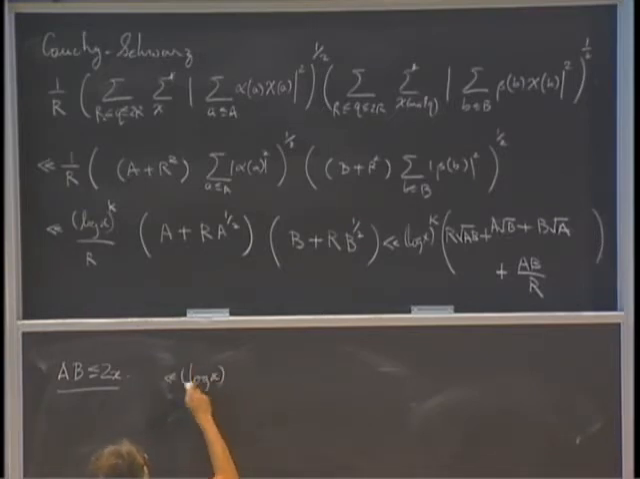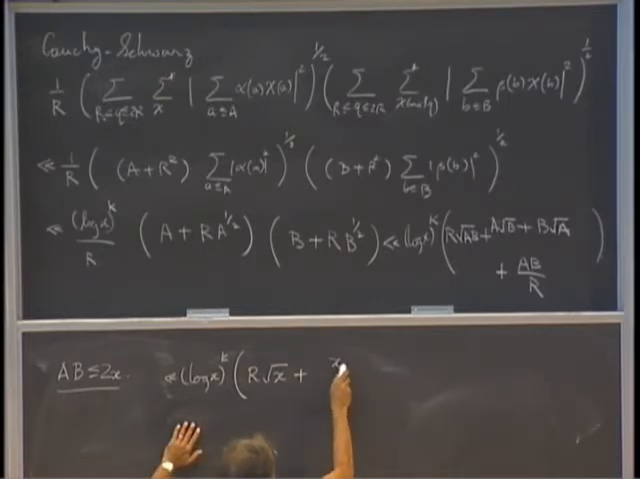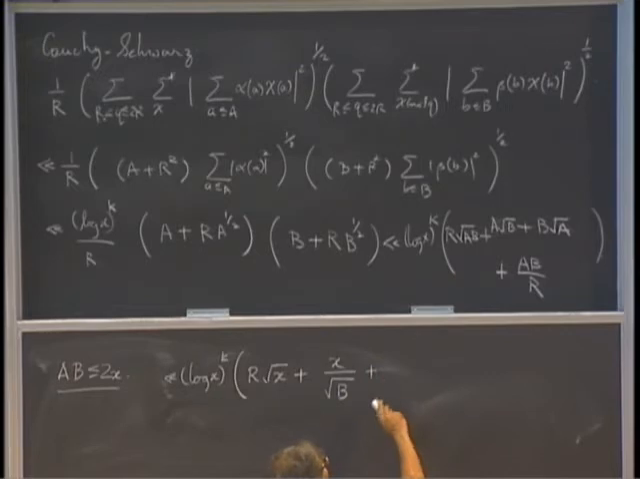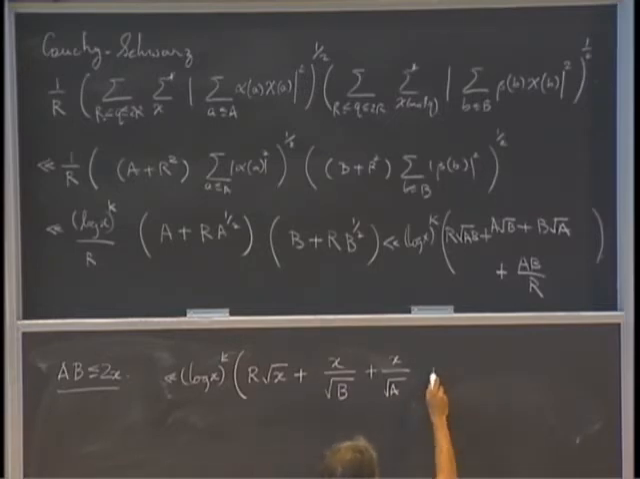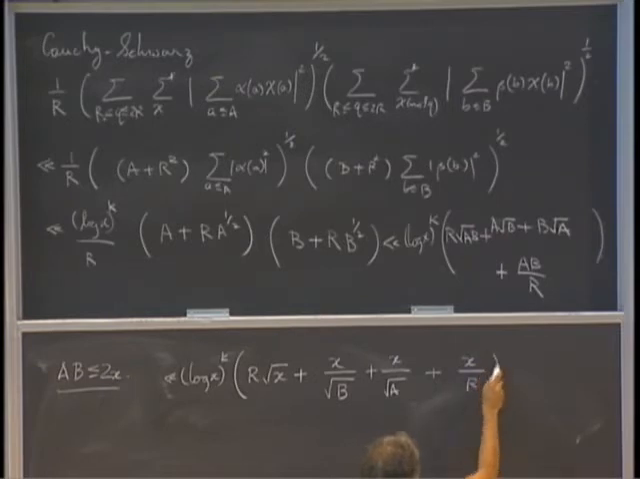log x to some power k, and then I get an r root x, and then the a root b, let me write it as ab divided by square root of b. Okay, so that would be an x divided by square root of b. And then the b root a I can write as ba divided by square root of a, so x divided by square root of a. Nice and symmetric, of course, in a and b. And then the last term ab divided by r is just x divided by r. Right?